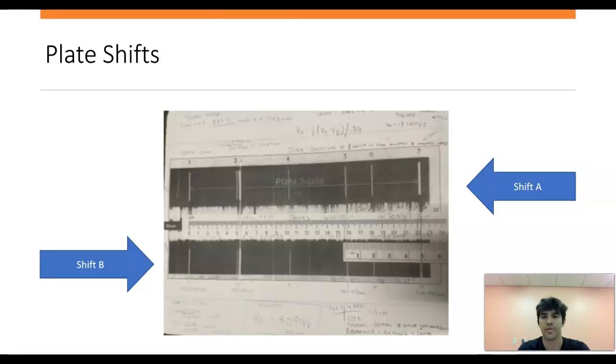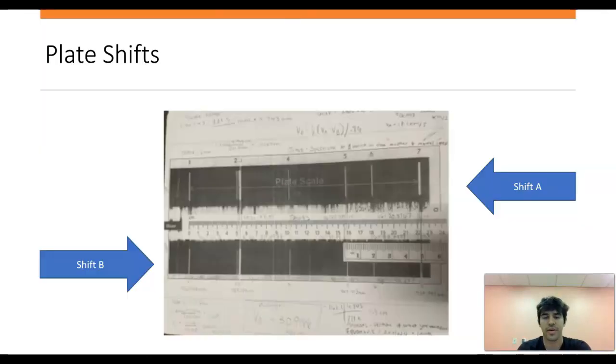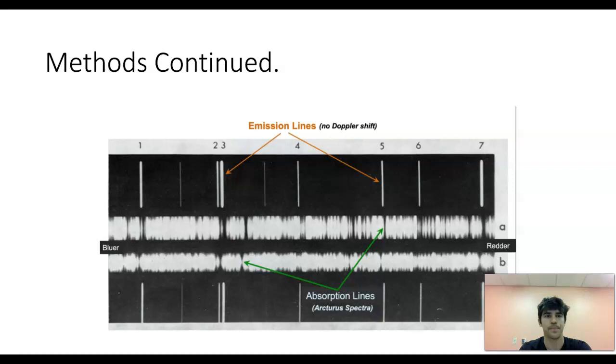To begin with, I was given two shifts of the star. Shift A is shown at the top, and Shift B is shown at the bottom. Both shifts were taken 6 months apart from each other. So the methods, I used the Doppler effect, like I said before. I also created a scale factor that covered the entire plate scale. The plate scale factor I measured across to be 221.5 millimeters across, which I then converted into nanometers to 4.743 nanometers to help me with an equation later down the line.